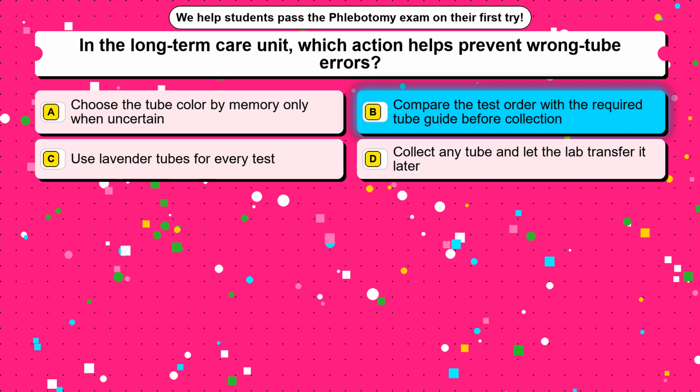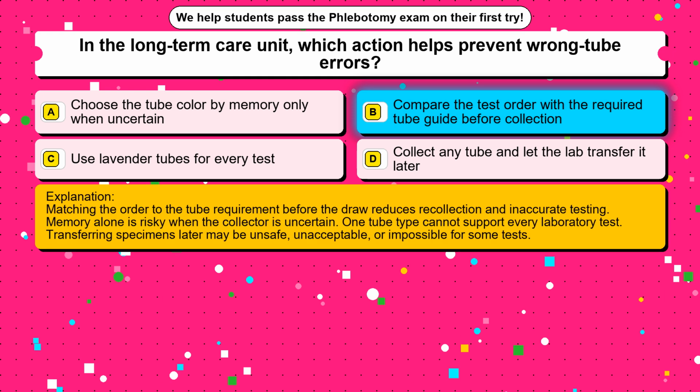The correct answer is option B. Compare the test order with the required tube guide before collection. Matching the order to the tube requirement before the draw reduces recollection and inaccurate testing. Memory alone is risky when the collector is uncertain. One tube type cannot support every laboratory test. Transferring specimens later may be unsafe, unacceptable, or impossible for some tests.